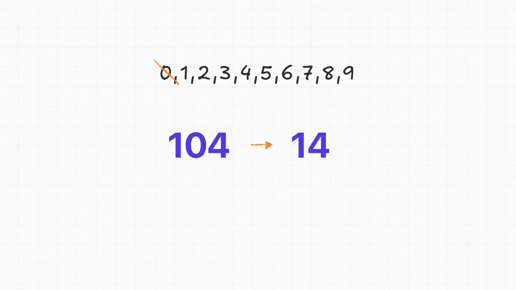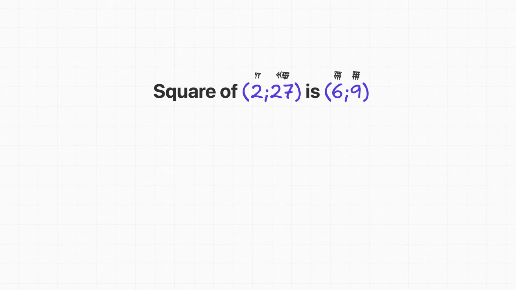About 3,000 years ago, the Babylonians wrote a mathematics problem on a clay tablet. It says, the square of 227 is 6, 9. That's written in their base 60 number system. Let's convert it into base 10. It becomes the square of 147 is 369. The moment you see that, you know it's wrong. So what's the correct answer?